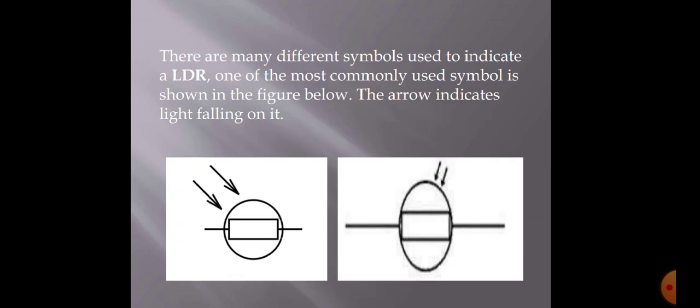This is the symbol of the light dependent resistance. You can see an arrow at the top of the resistor symbol, a coming arrow, which shows that light is falling on the resistor. So that arrow is used to show the presence of light. If light falls on the resistance, the resistance gets decreased, right? So this is the symbol of LDR.